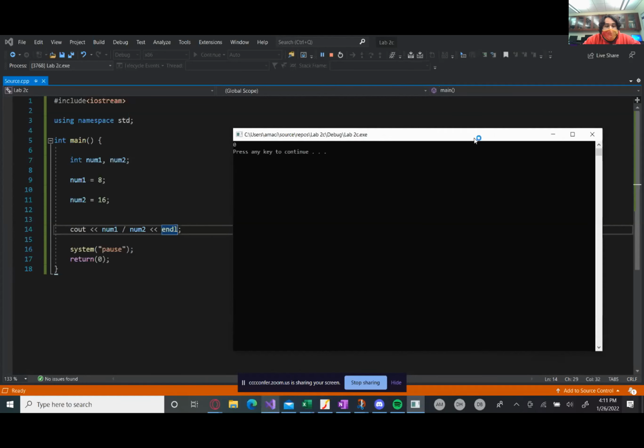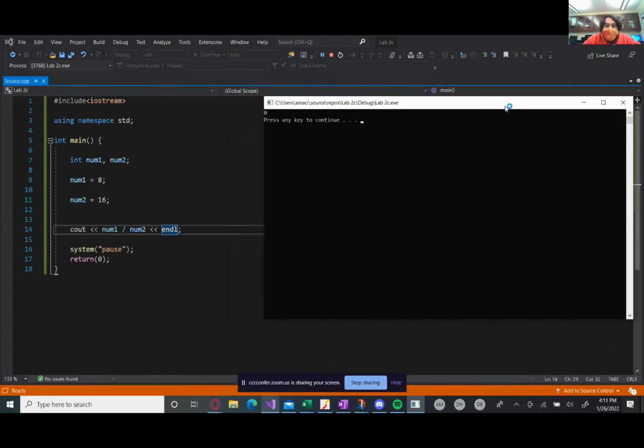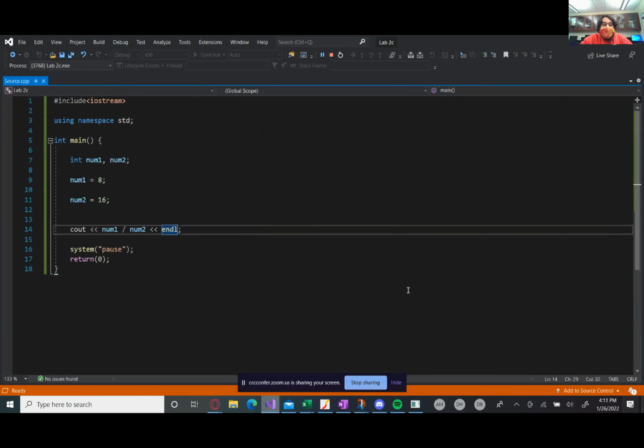We get 0, and this is a pretty common thing to run into. Do you have any idea why we ended up getting 0? Because we're using integers, right? So you do integer division and it cuts it off, right? Because the real number is 0.5.